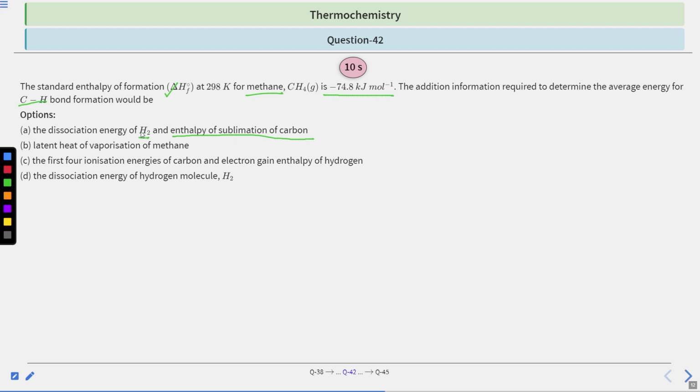Or latent heat of vaporization of methane. Or the first four ionization energies of carbon and electron gain enthalpy of hydrogen. Or the dissociation energy of hydrogen molecule, that is H2. So we have to choose which is the additional information which we must know for determining the average energy for CH bond formation. So you have 10 seconds to solve this question. After that, we will see the answer.